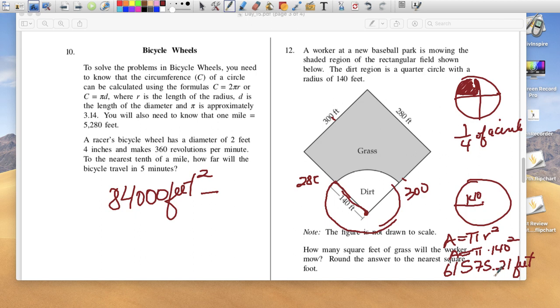So this area of the circle is 61,575, right? But we're not interested in a whole circle. We're interested in 1/4 of the circle, so I have to divide that by 4. If I divide that by 4, I get that the area of just 1/4 of the circle is 15,393.8. So now I can subtract.